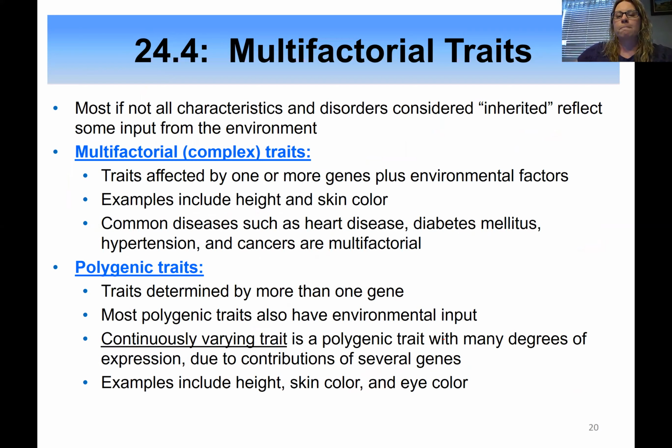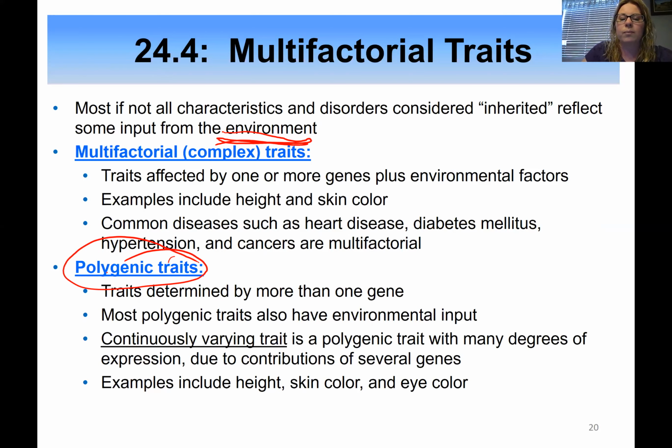So we've mentioned before that gene expression can be affected by the environment. Multifactorial or complex traits is when a gene or more than one gene combined with environmental factors cause a trait. So height and skin color are examples of this, as well as heart disease, diabetes mellitus, high blood pressure, and some cancers.